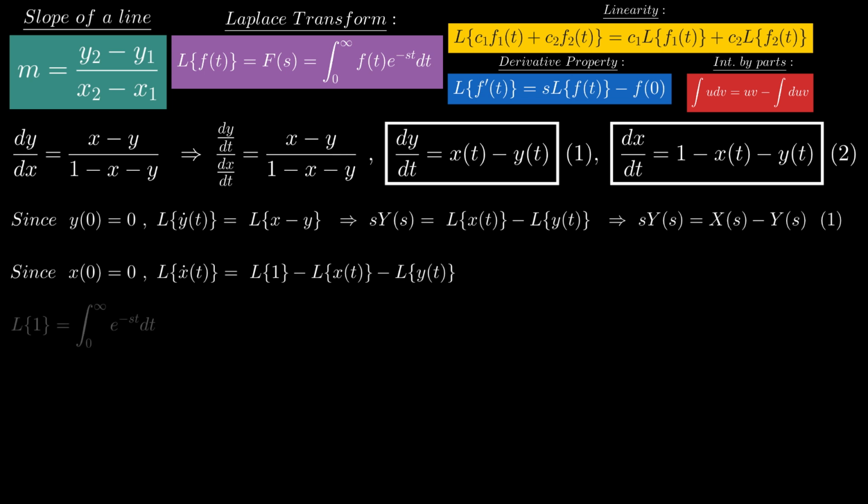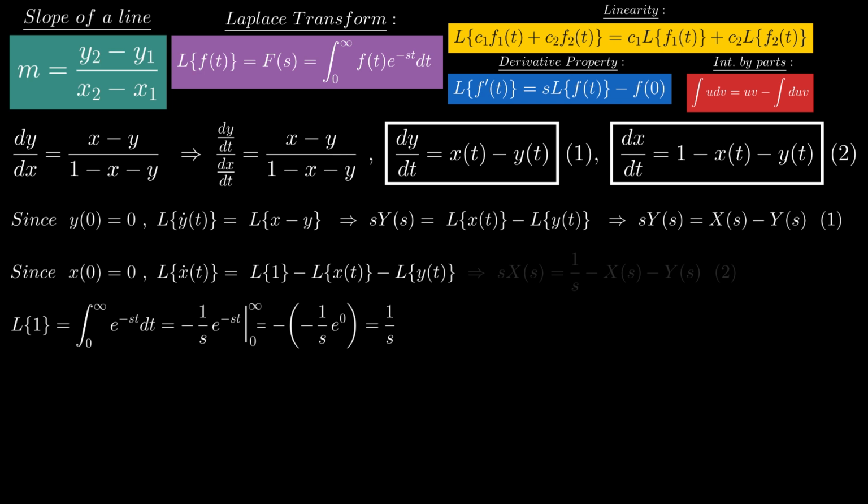So we have F(s) equals the definite integral from 0 to infinity of e to the negative s times t dt, which is minus 1 over s times e to the negative s times t, evaluated from the endpoints 0 to infinity. And since the exponent of e is a negative number, if we plug in infinity for t, e to the negative infinity is 0. So we're left with minus 1 over s times e to the 0, which is 1, which is 1 over s. So now we have s times big X equals 1 over s minus big X minus big Y. And this is our second equation.